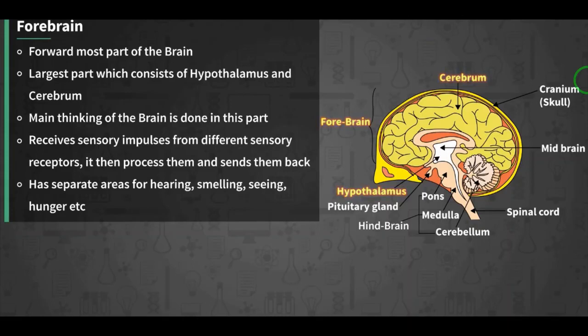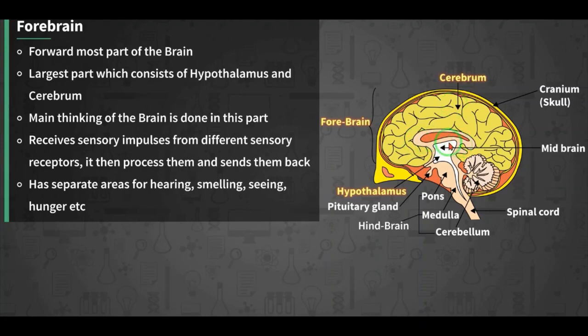Clear? Once again we can see, it is the largest part. This cerebrum, this forebrain, is the largest part of the brain. Nearly 2/3 of the brain consists of this forebrain. It is divided into two regions, cerebrum and diencephalon. Again it is divisible into two, thalamus and hypothalamus.